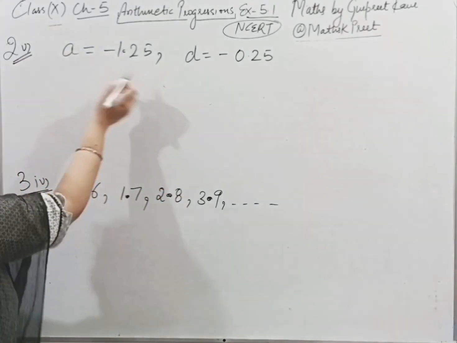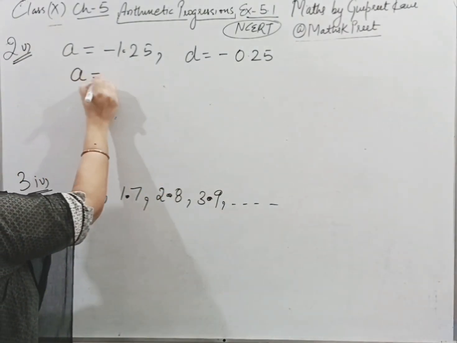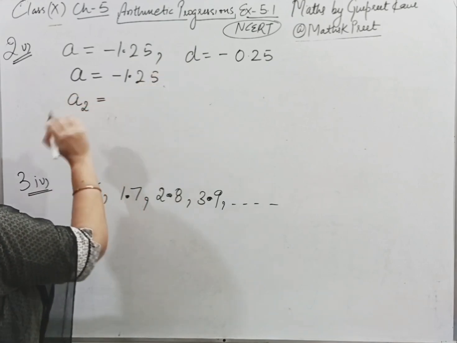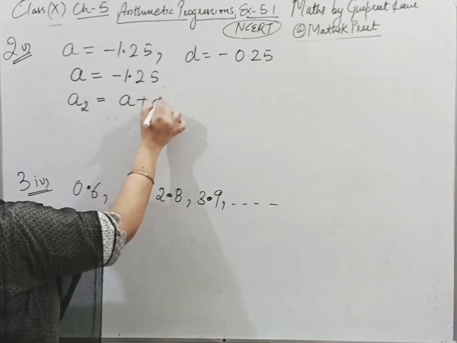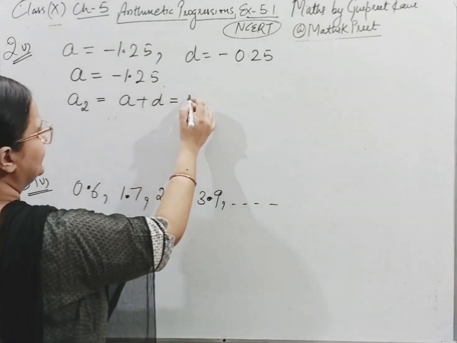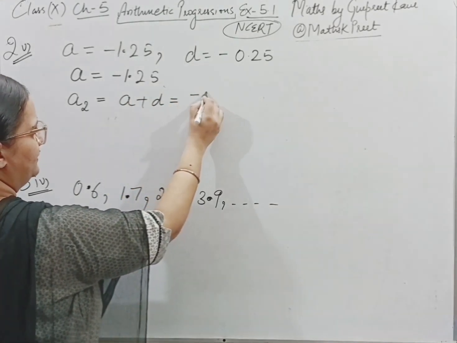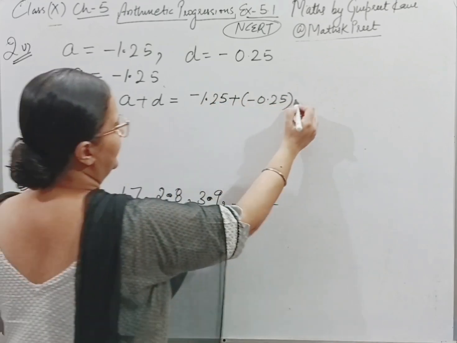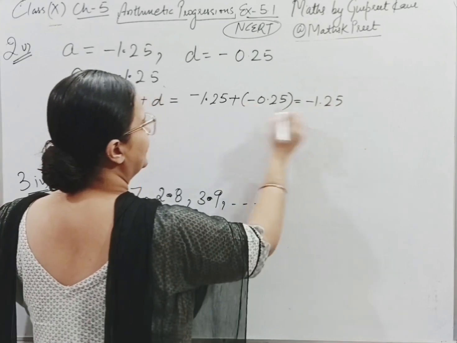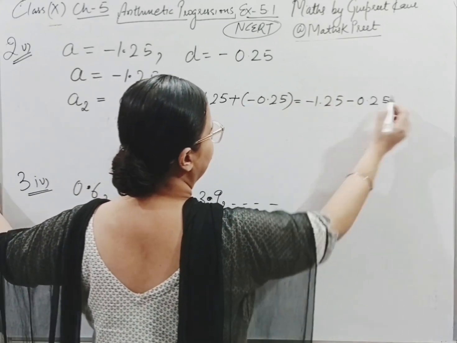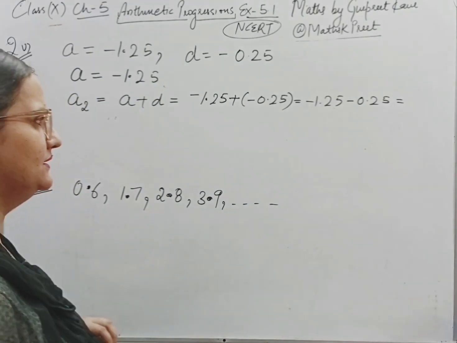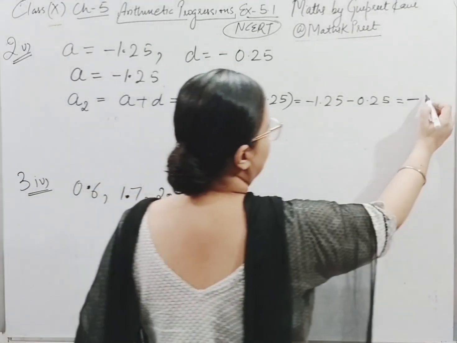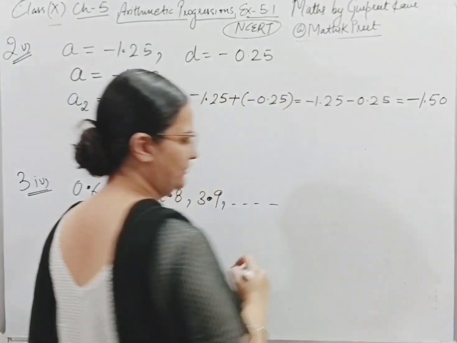So here A is this and D is this. The first term is A only. Next term, which is A2. A2 is A plus D. So A plus D is minus 1.25 plus minus 0.25. So I am getting minus 1.25 plus minus is minus 0.25. When I add, minus and minus give minus, so I'll get the value in minus, and the value I'll get is 1.50 or 1.5 here.